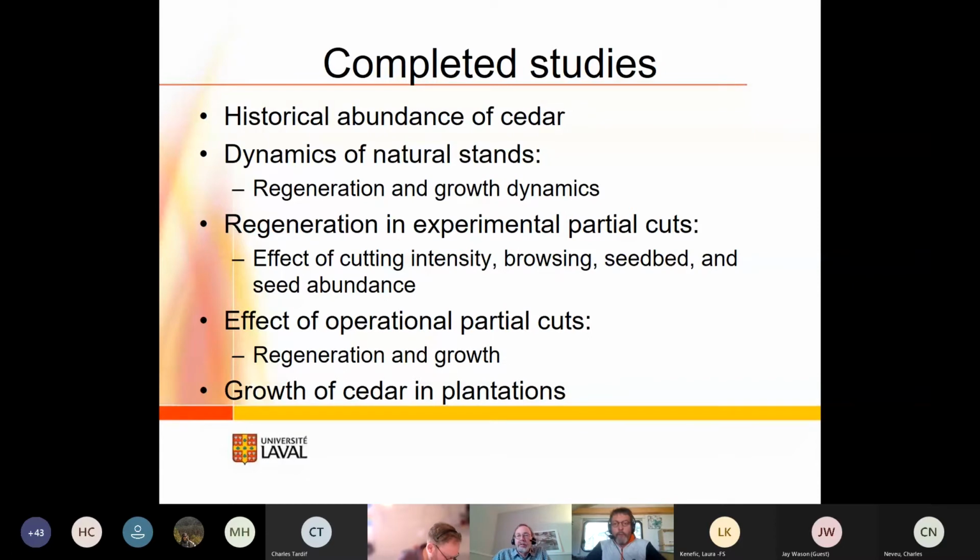So basically, I will start with some of the studies that we have completed. We look at the historical abundance of cedar. We look at the dynamics of natural stand, both in terms of regeneration and growth dynamics. And then we also did a study with experimental partial cuts where we looked at the effect of cutting intensity, browsing, seedbed type, and seed abundance. We also studied some operational partial cuts that were conducted 20 to 30 years before, and we looked at both regeneration and growth also. And finally, we had a study on growth of cedar in plantations in eastern Quebec.